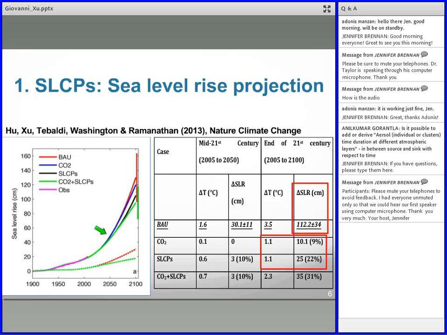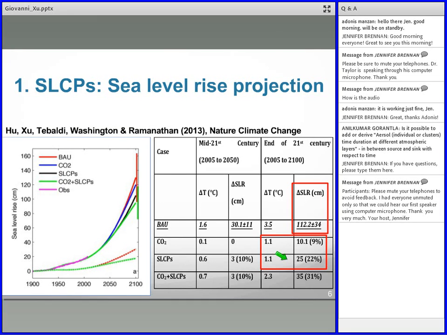So this is another paper we published earlier. For example, we consider a similar business as usual case. Under that scenario, the sea level rise can be as large as 1 meter by end of the century. And if we want to do something to avoid the projected sea level rise, we can do two things. The CO2 emission control can only lower the sea level rise by about 9%, but short-lived climate pollutants can lower the sea level rise by 22%.